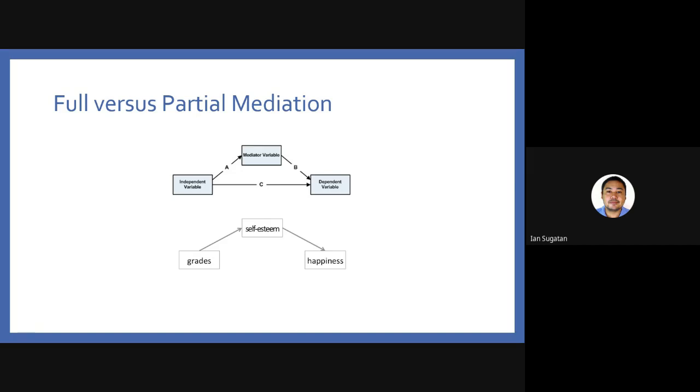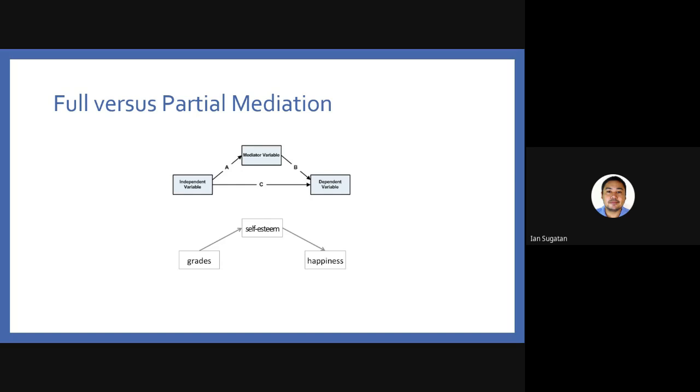So as you can see on our screen, this is the full versus partial mediation. A mediator variable can account for all or some of the observed relationship between the two variables. So in layman's terms, guys, if you have your IPO diagram, you have your independent variable and dependent variable. Yung mediator variable is the process, sa gitna siya.